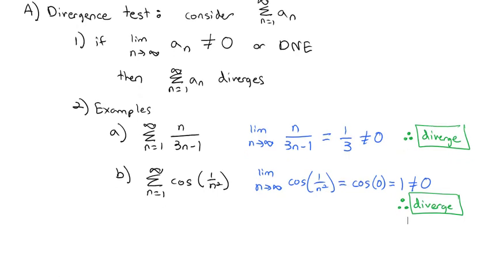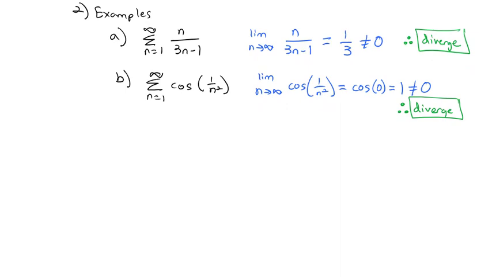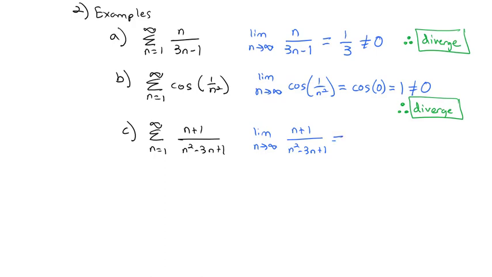Let's try one more example. Let's take the sum as n goes from 1 to infinity of n plus 1 over n squared minus 3n plus 1. Well, again, our strategy for the divergence test is we're going to see what happens to the limit as n goes to infinity of n plus 1 over n squared minus 3n plus 1. Here you'll notice the n squared has the highest exponent, so it's going to take over, which means the denominator is going to become huge, and we'll have a small number divided by a huge number, which is 0. So now in the end, this one is eventually doing plus 0, plus 0, plus 0.